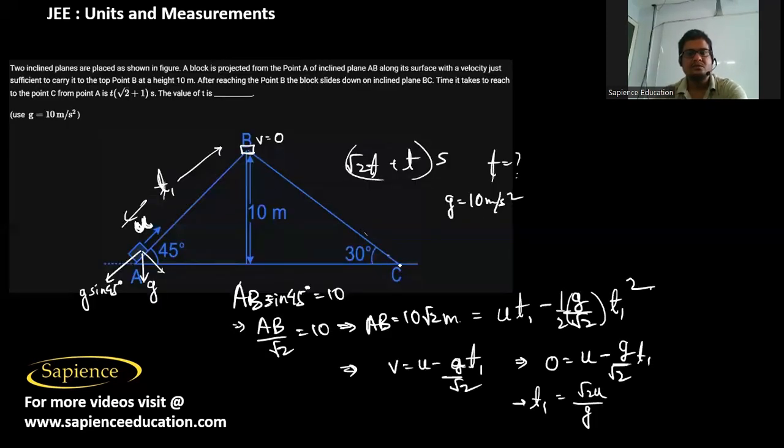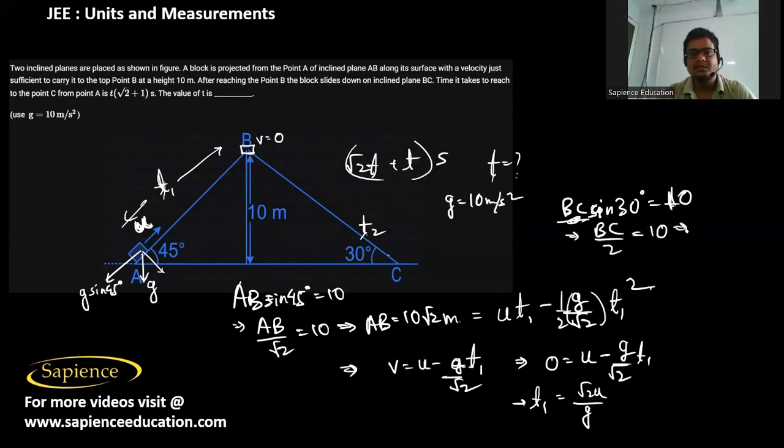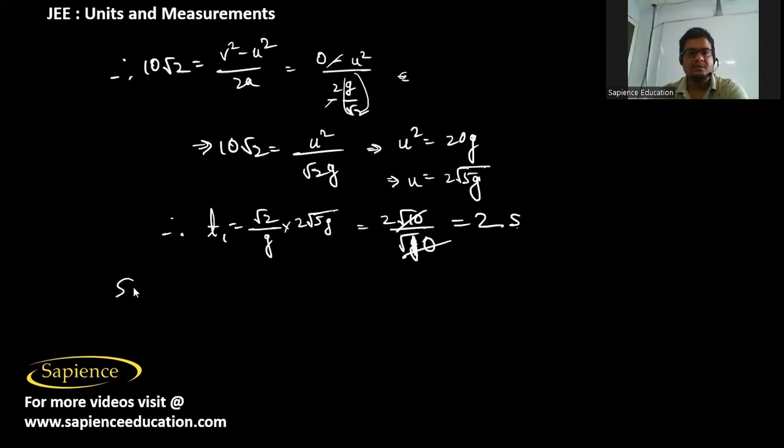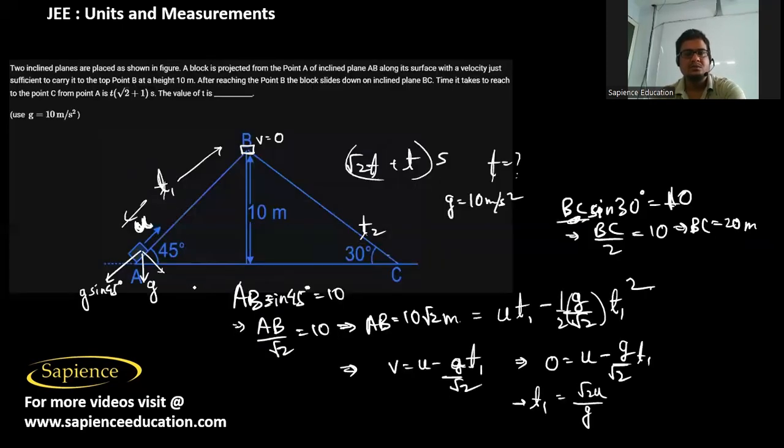Now from B to C, it will take time T2, let's say. Then the BC length, BC sine 30, is equal to 10. So BC by 2 is equal to 10. So the BC length is 20 meters. 20 meters is the length of BC, which is the displacement.